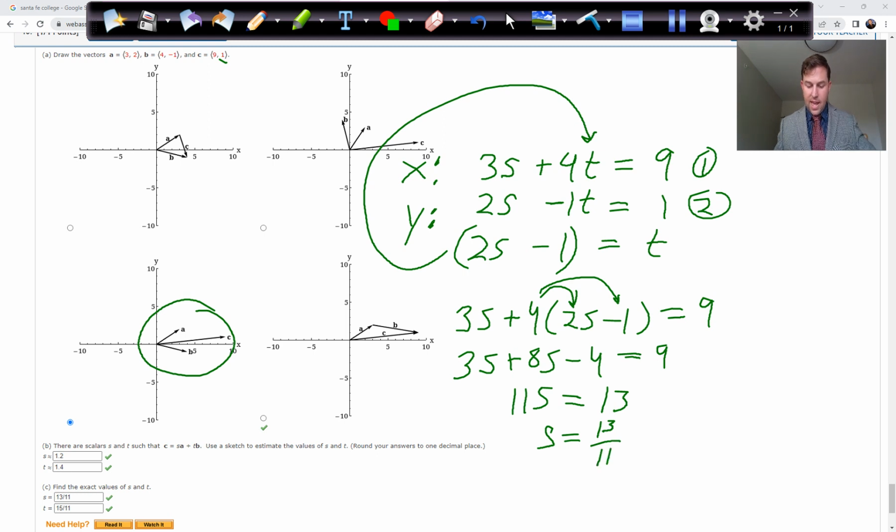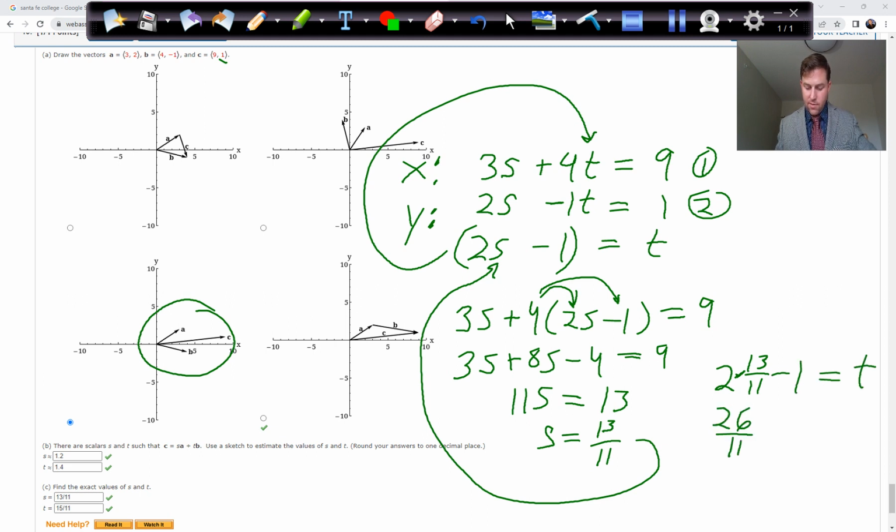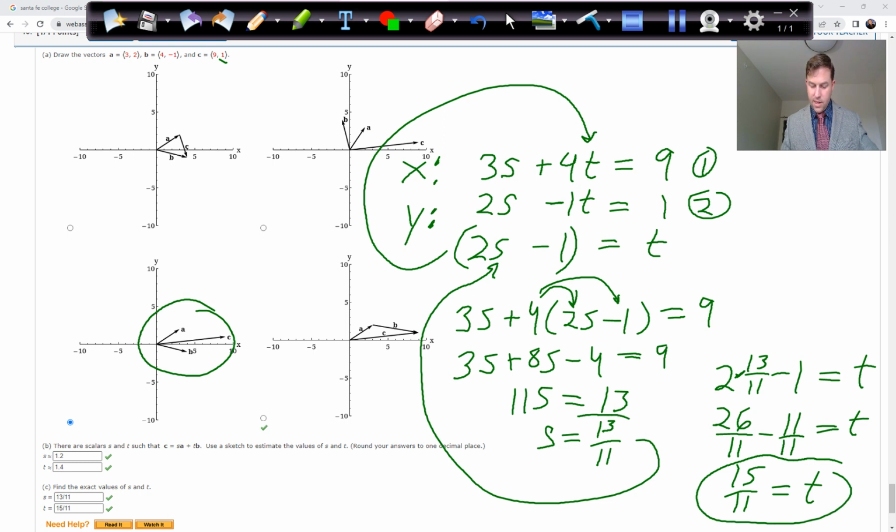Then you plug that s into, this is called back substitution, into this to solve for t. So we would get 2 times s, but we know s is 13 over 11, minus 1 has to equal t. This is 26 over 11 minus, make the same denominator, 11 over 11 equals t. This would be 15 over 11 equals t. And you can find the decimal equivalent of those. It's 1.2 and 1.4, and then the exact answers go right there.